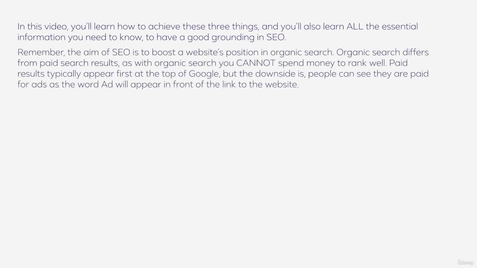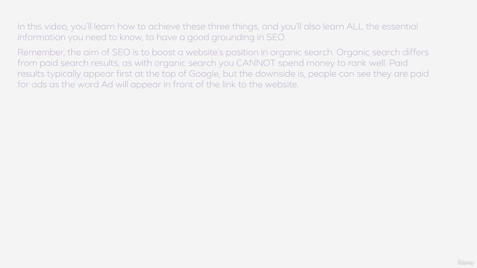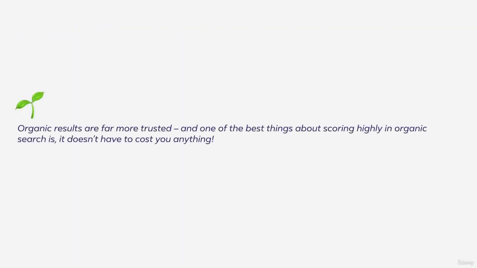Remember, the aim of SEO is to boost a website's position in organic search. Organic search differs from paid search results, as with organic search you cannot spend money to rank well. Paid results typically appear first at the top of Google, but the downside is people can see they're paid-for ads, as the word "ad" will appear in front of the link to the website. Organic results are far more trusted, and one of the best things about scoring highly in organic search is it doesn't have to cost you anything.